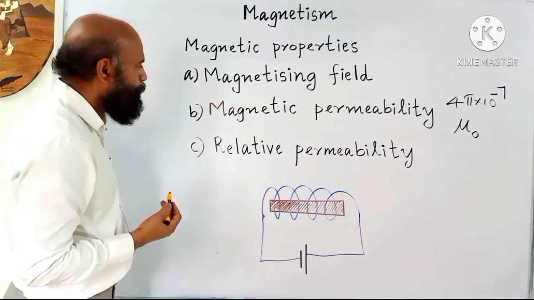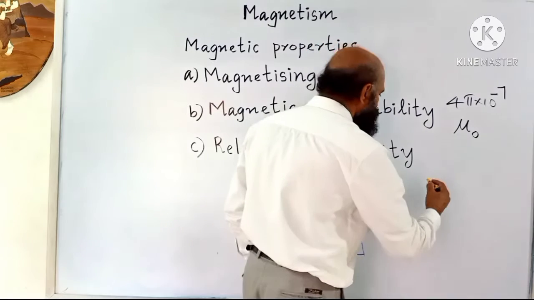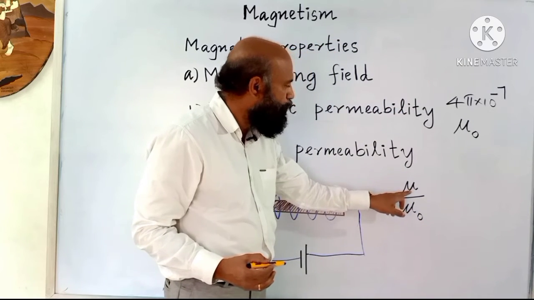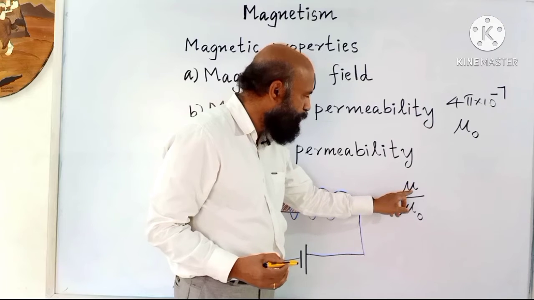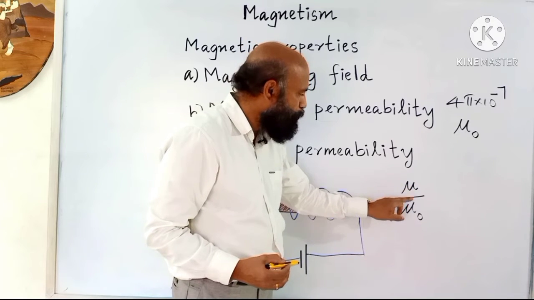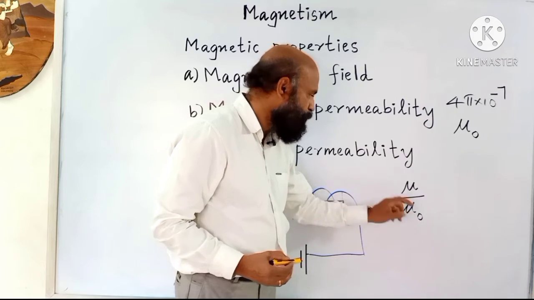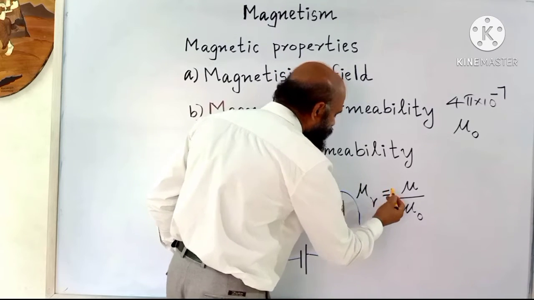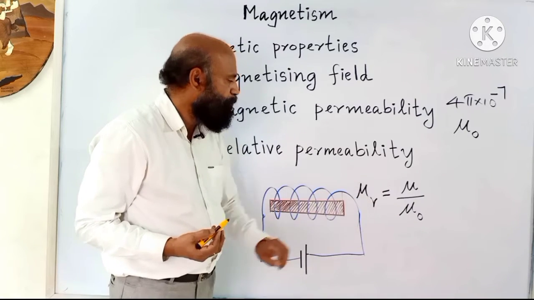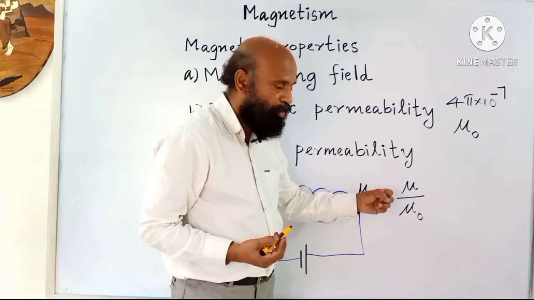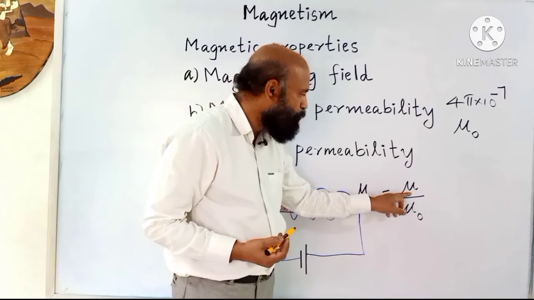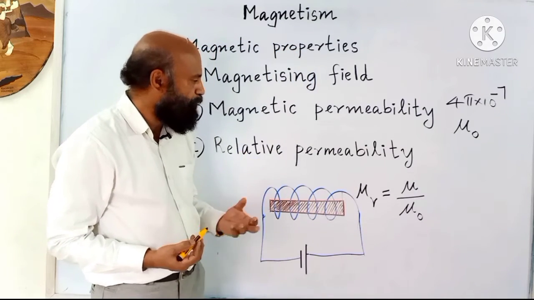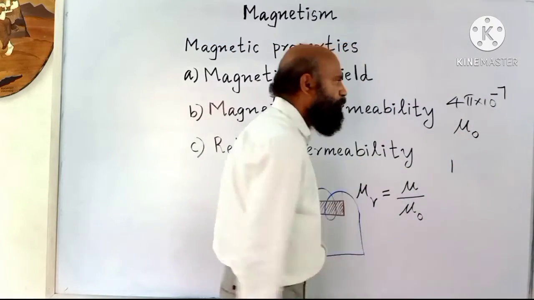Then relative permeability, it is mu by mu0, where mu is the permeability of the sample or a specimen. We are comparing the permeability of the medium to the permeability of free space. That is what's called relative permeability. Relative permeability is denoted by mu r. So relative permeability has no dimension, and there is no unit. It is a ratio of mu to mu0. For air or vacuum, that is for free space, relative permeability is 1.